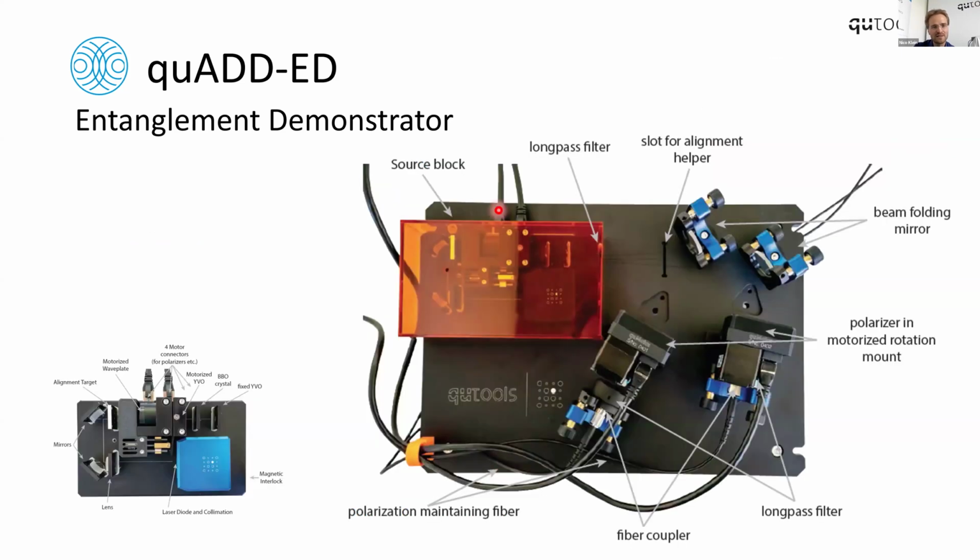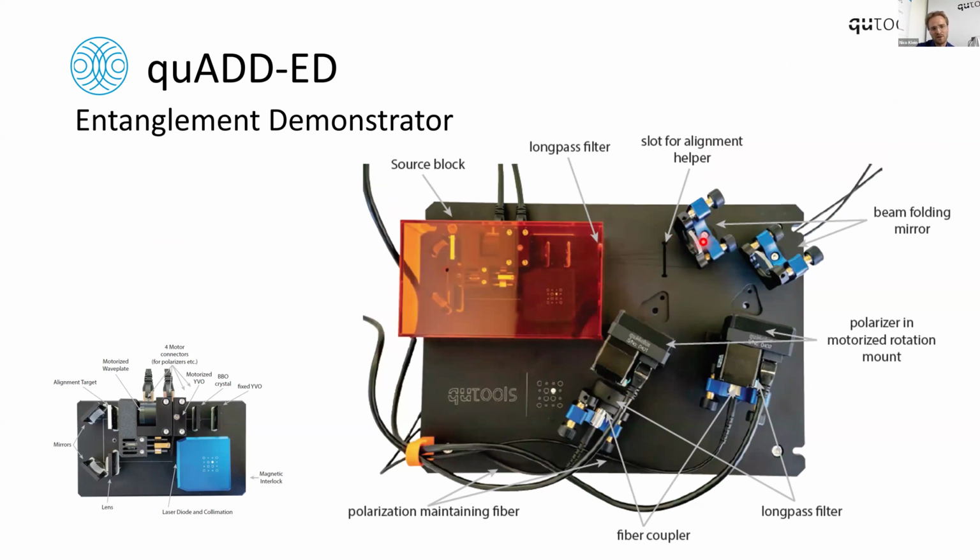This source block sits inside of this orange laser safety cover on the complete board, which means that you can operate this outside of the lab as well. You can operate this in a classroom, in an office, wherever you like. And basically no dangerous laser light will come out, since we have a long pass filter in the front here, which only lets through the down-converted photons and not the pump laser light.